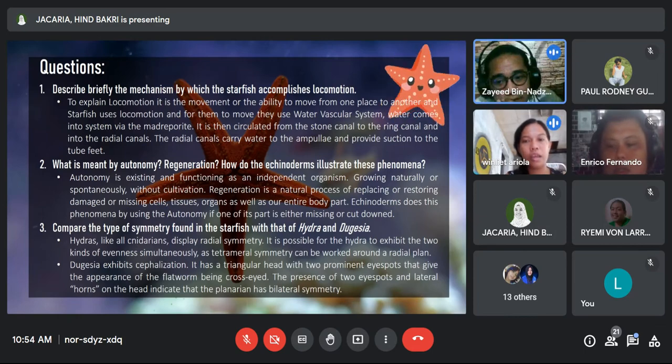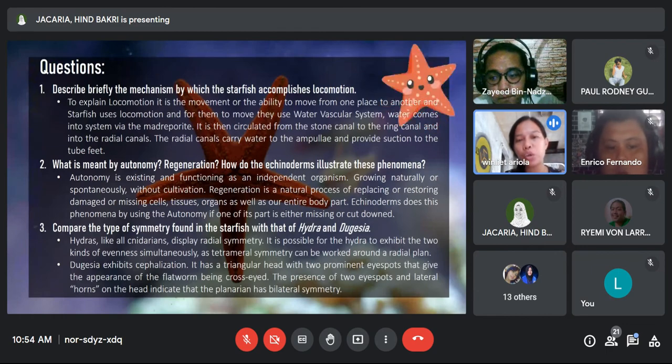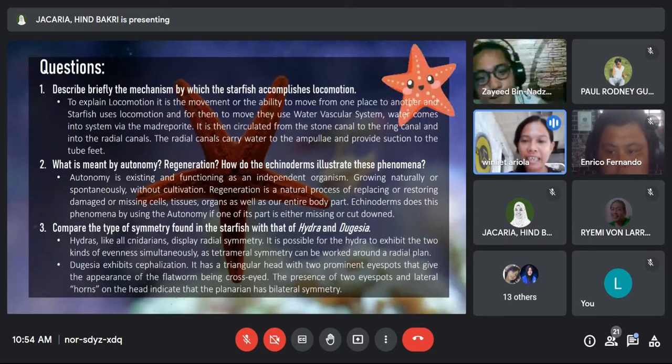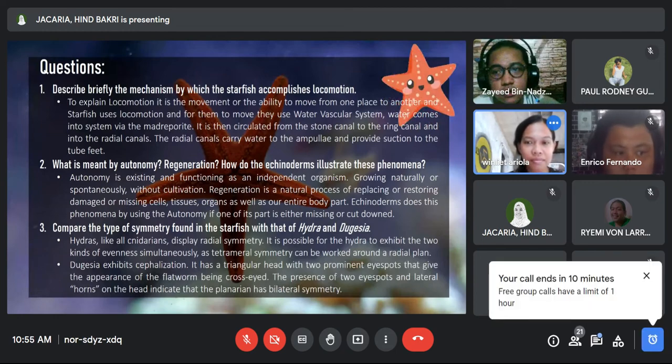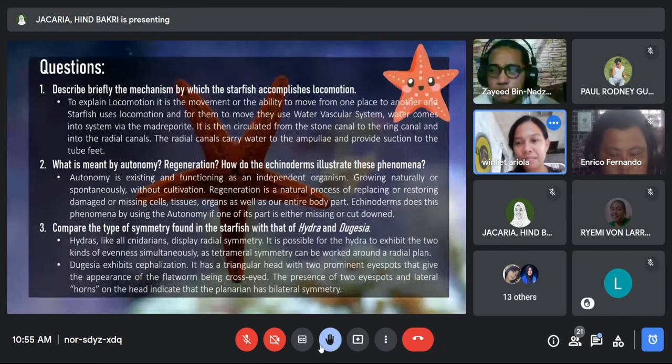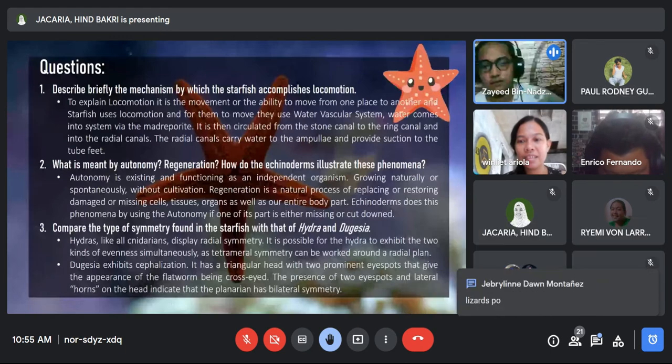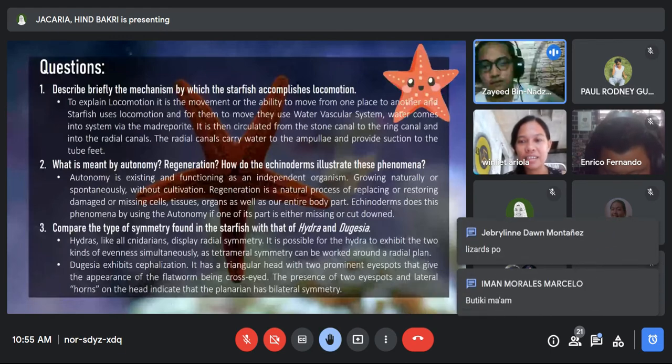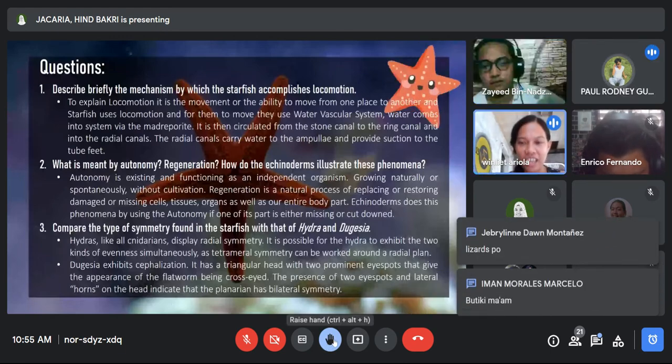Next, echinoderms. Okay, additional question: aside from the mentioned species, what other species are usually known for regeneration? Those that you can see at home? Yes. What I know is the starfish, ma'am. They use regeneration. Okay, yes, that's nice.